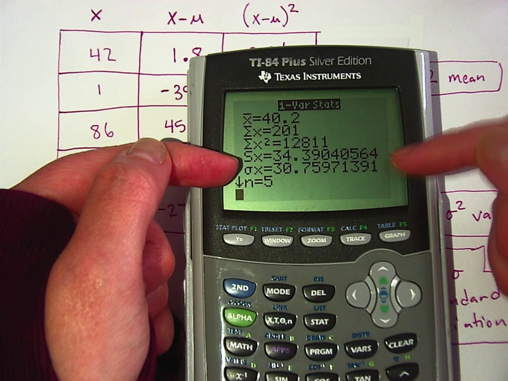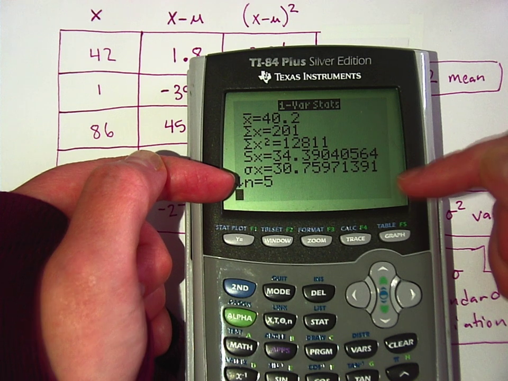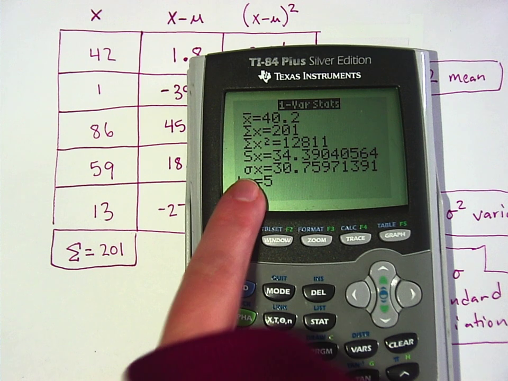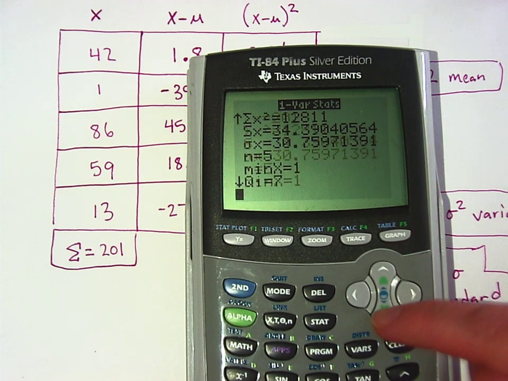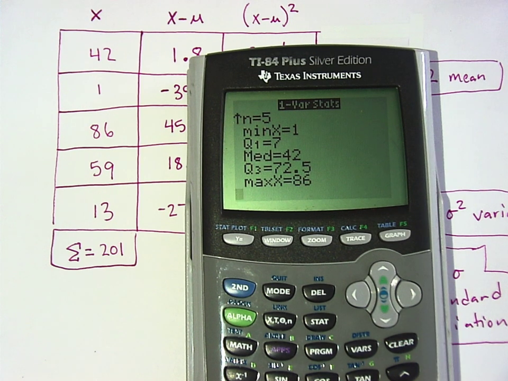Sx is the sample standard deviation, which is not what we found. We found the population standard deviation, which again was 30.76, which is right here. See the sigma x? That means the population standard deviation of x. N is how many data points you had. If you keep scrolling down, you'll see your minimum, Q1, the median, Q3, and the maximum. Everybody understanding so far? Okay.